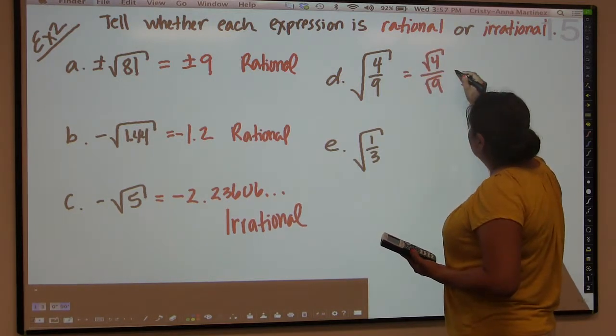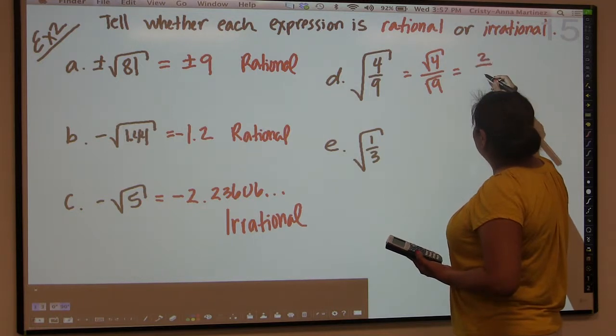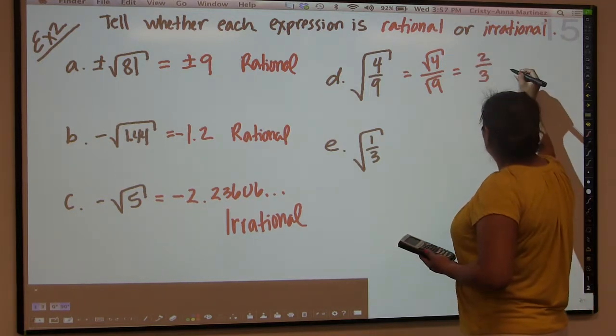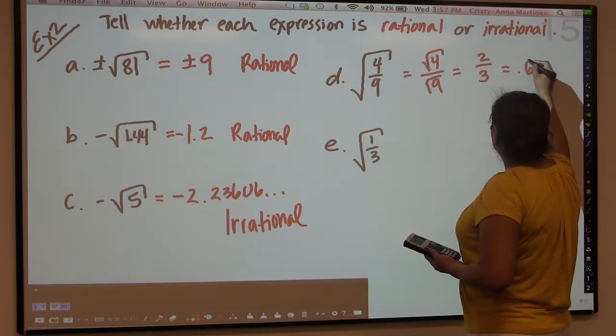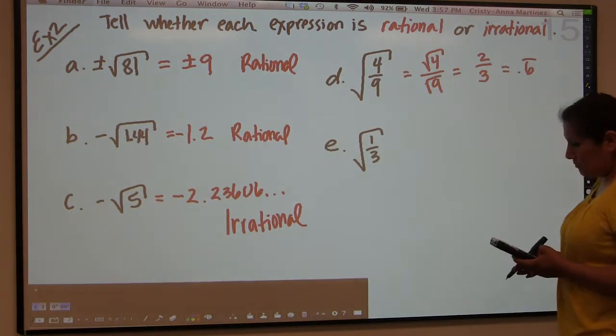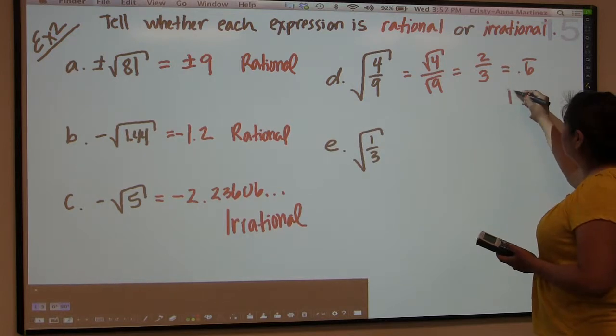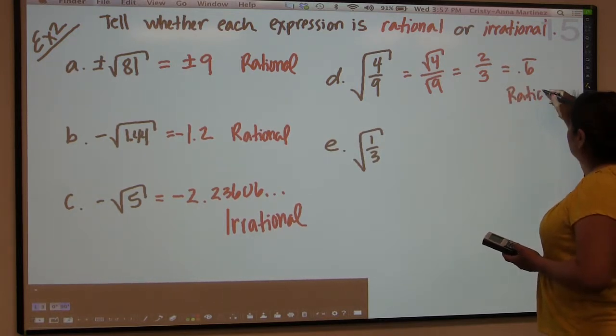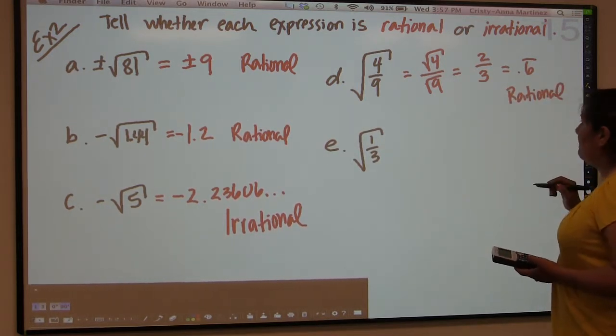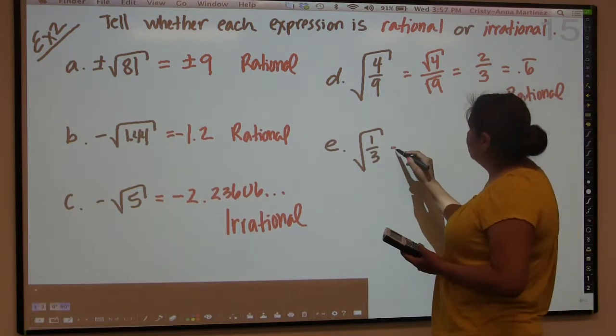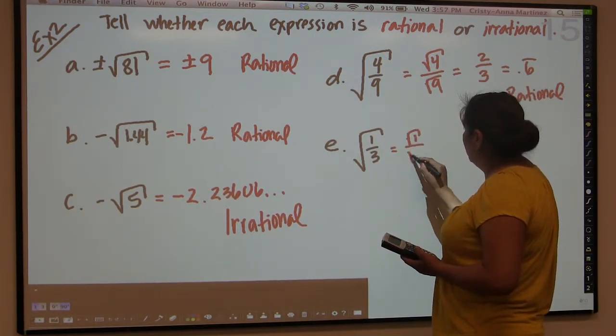And then over here we have, like we did earlier, the square root of 4 over the square root of 9. The square root of 4 is 2, the square root of 9 is 3, and 2/3 is actually 0.6 repeating. And so because it repeats, it has a pattern, this is considered rational.